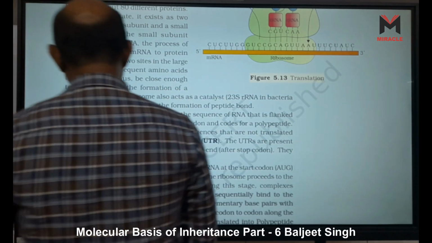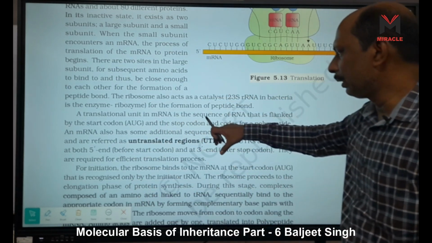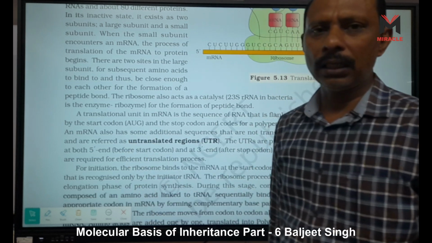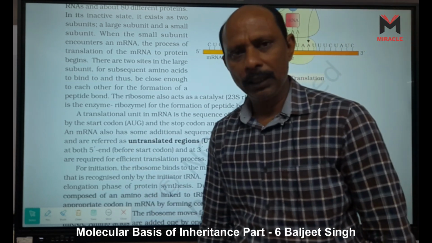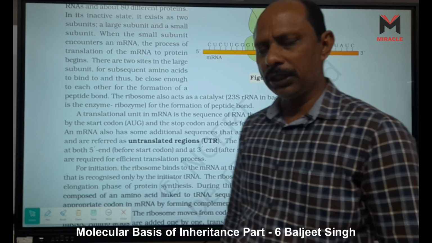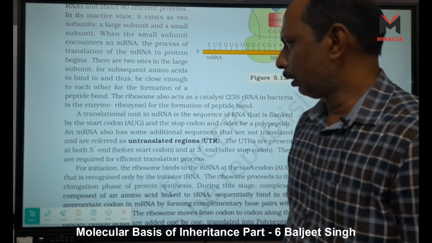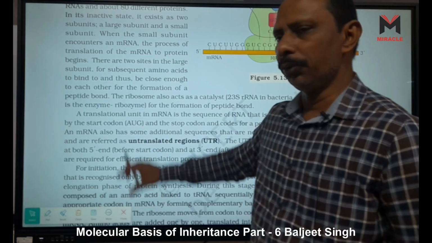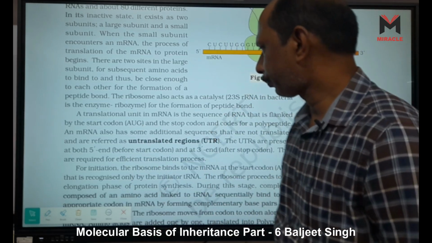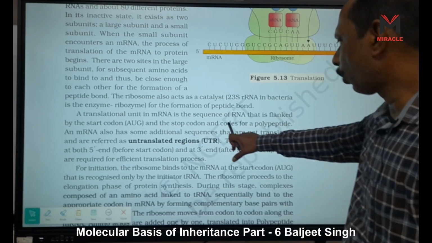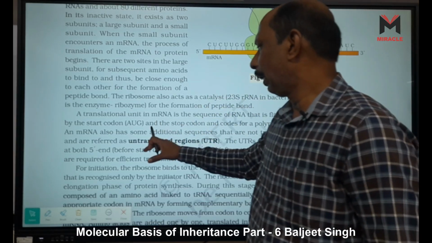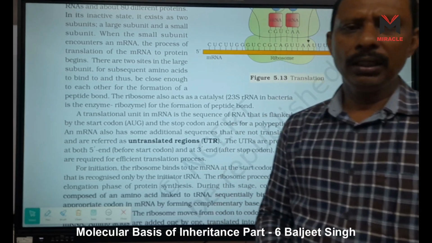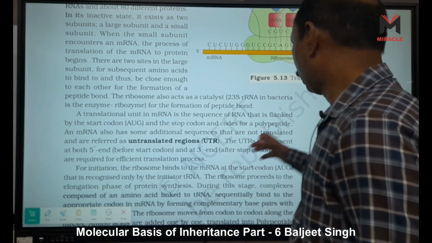A translational unit in messenger RNA is the sequence of RNA that is flanked by the start codon, which is AUG, and the stop codon, and it codes for the polypeptide. Sometimes GUG also initiates the translation process, but our chief initiation codon is AUG, methionine. The stop codons, we know very well, are UGA, UAG and UAA.